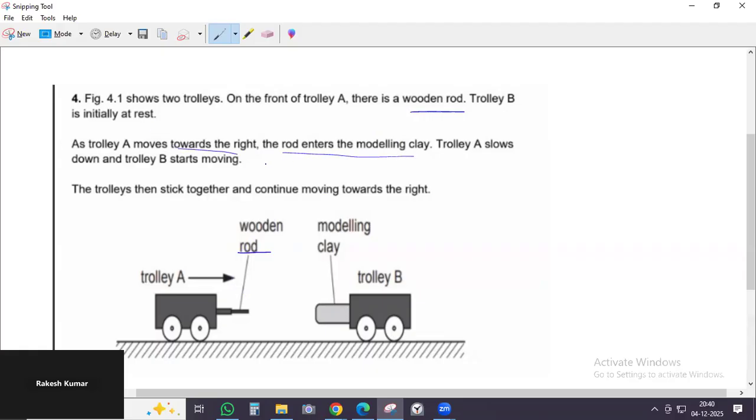The rod enters and A slows down, and B starts moving. If you notice this, A slows down and B starts moving, and then they stick together and continue moving. So there's a process in between. It's a very gradual process.